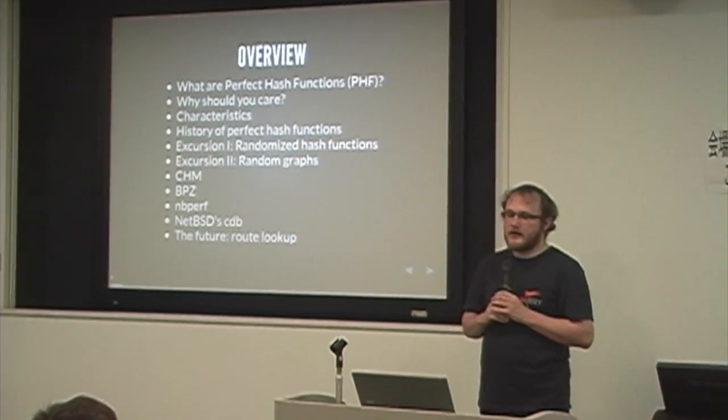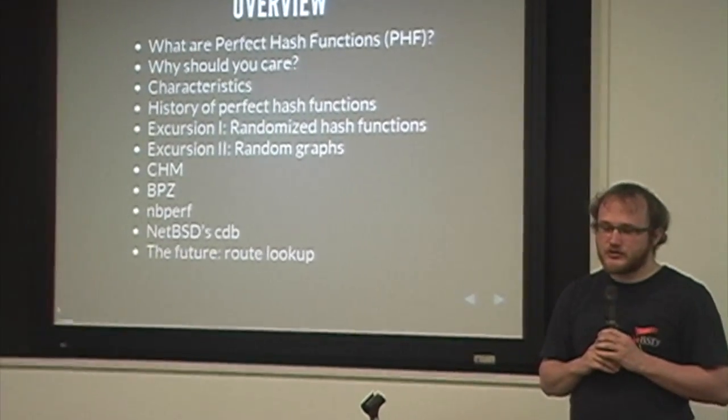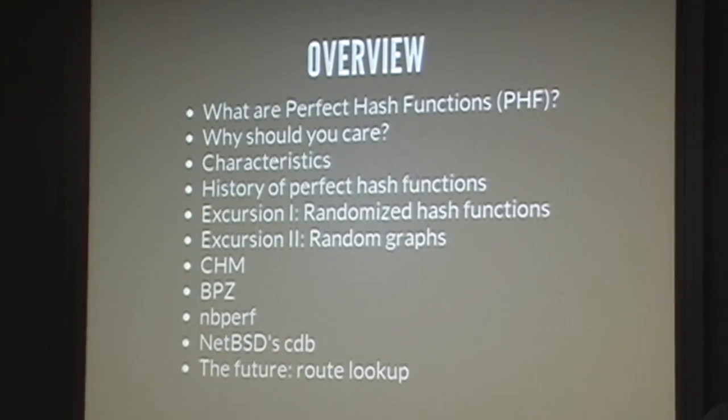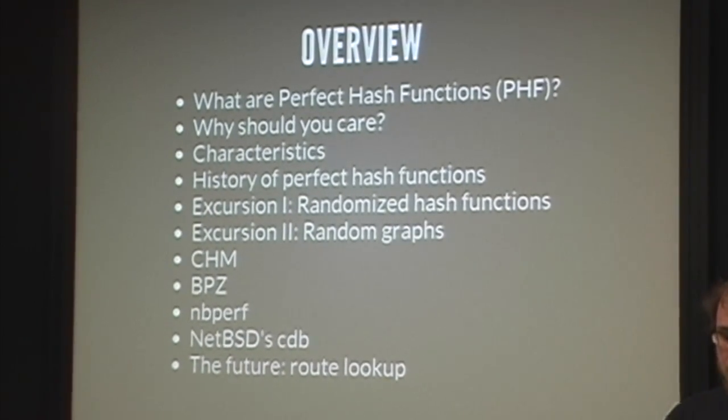Again, a short overview. I'm going to talk about perfect hash functions, what they are, why you should care about them, some characteristics, a bit about the history of perfect hash functions, some of the mathematical background, two different important algorithms for creating them, the application in NetBSD that actually uses these algorithms and provides them for applications, the constant database derived from that as well, and, as a work in progress, how I would like to use it in the routing code.